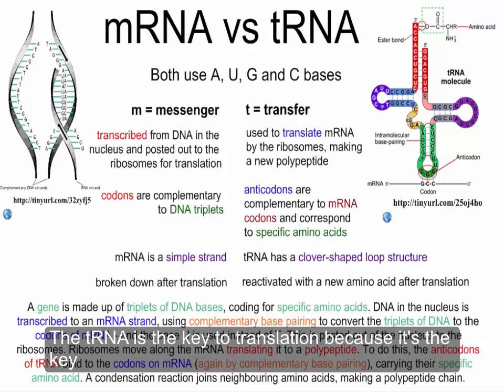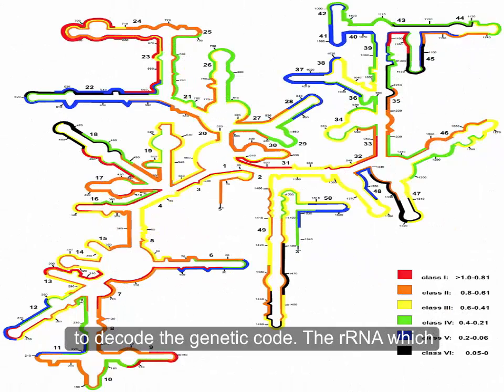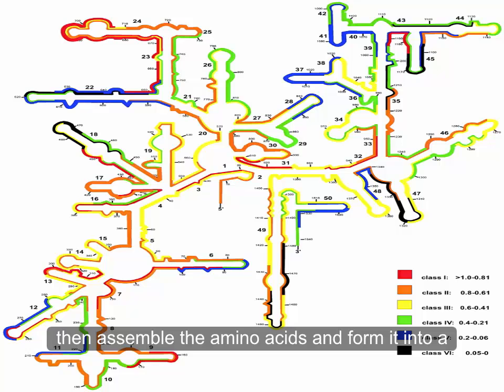The tRNA is the key to translation because it is the key to decode the genetic code. The tRNA then assembles the amino acids and forms them into a protein chain. So next, let's take a look at DNA replication.